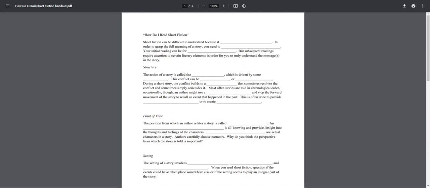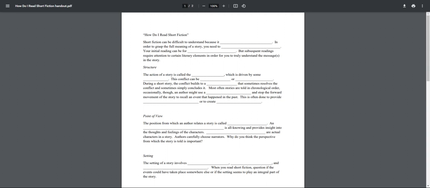So if you're a person who always likes a story with a happy ending, you might not always get that. Sometimes the conflict is resolved in positive ways. Sometimes it's resolved in tragic ways. Sometimes it's not resolved at all. Most often, stories are told chronologically. First something happens, then the next thing, then the next thing.